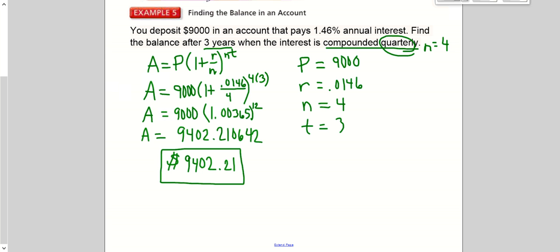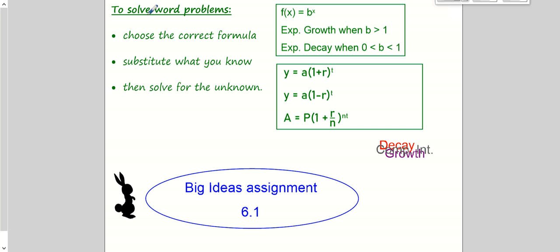All right, so choose your formula that applies to the problem. Figure out what you know. Substitute those in. Grab a calculator and figure out your answer. If the variable you're looking for is already by itself, then you just do the arithmetic over here. If the variable's in the middle of the formula somewhere, you're going to have to solve algebraically. So it depends on the problem, if we have to do algebra or just arithmetic to find the value of the missing variable. To solve word problems, choose the correct formula, substitute what you know, then solve for the unknown.